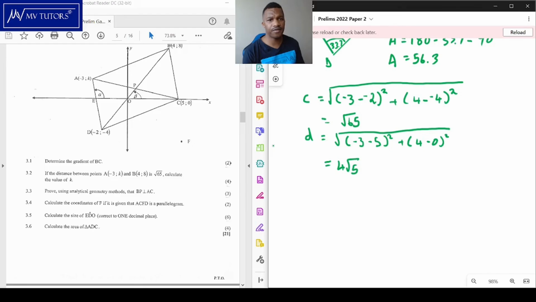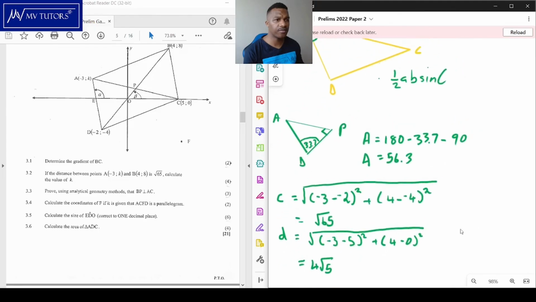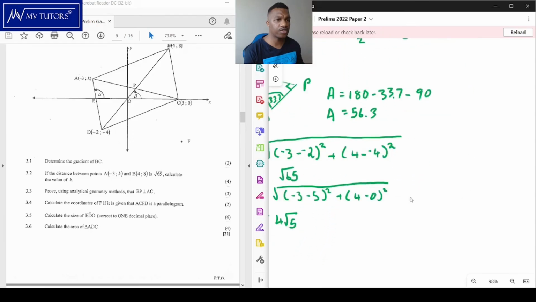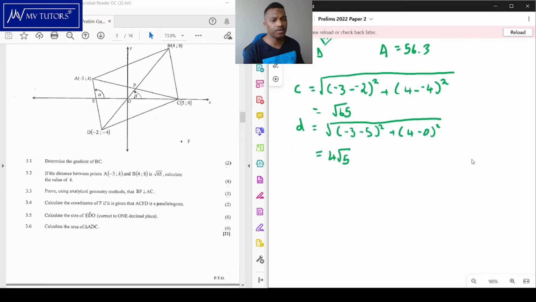Okay, so if that's the case, ADC. Okay, it's the right triangle. So if we go back here, we have the value of C, we have the value of D, and we have the angle. So we just need to put them together now. Okay, so there's the angle. So our area of triangle ADC will then be given by a half CD sine of A.